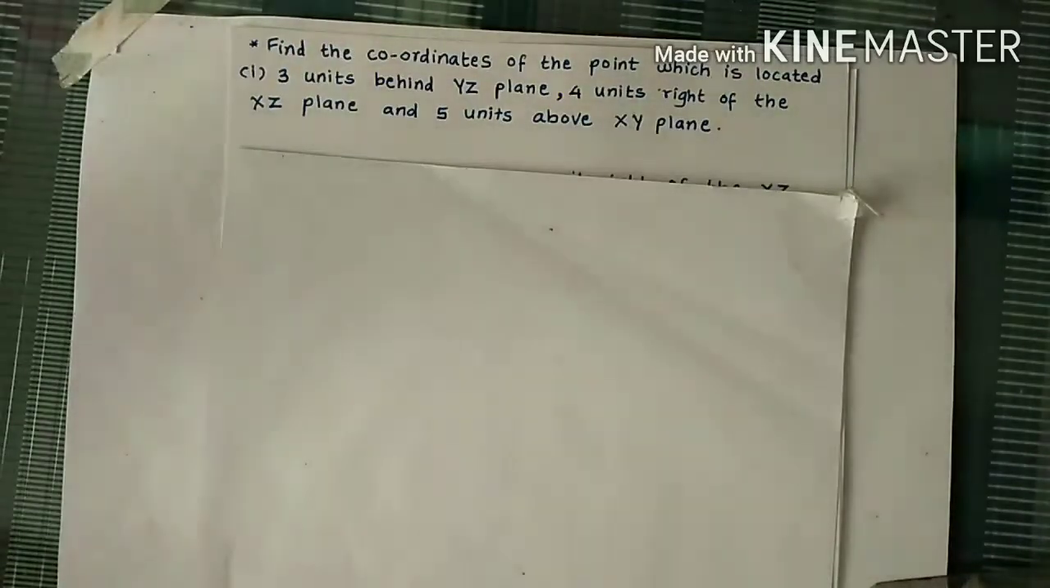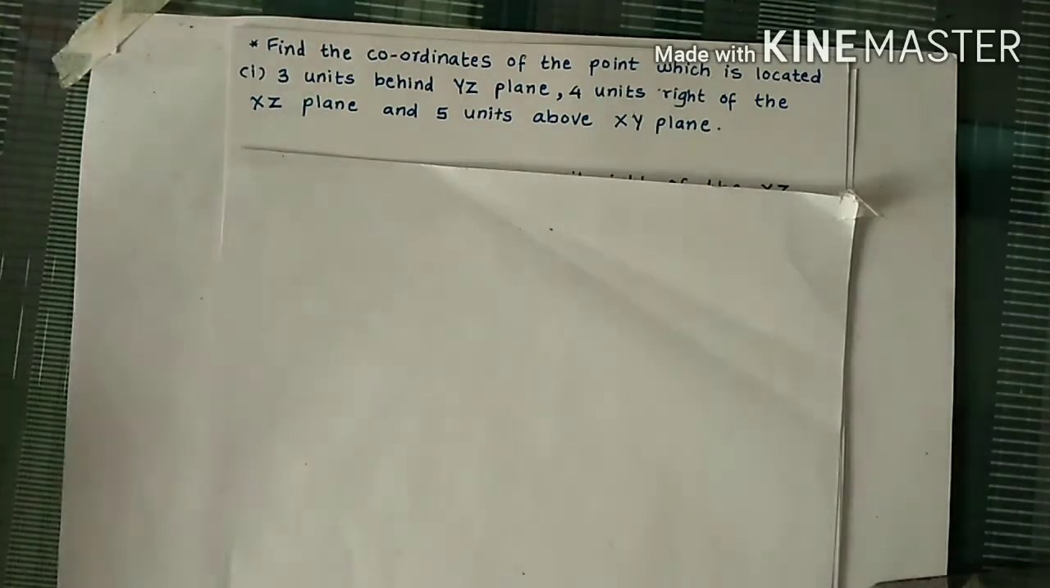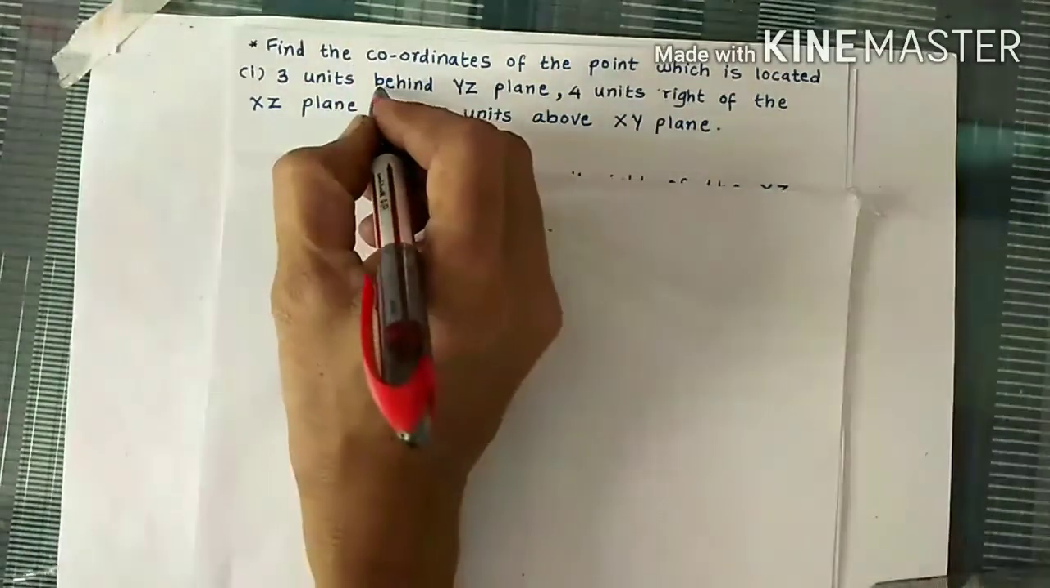The question is, find the coordinates of the point which is located at 3 units behind yz plane, 4 units right of the xz plane, and 5 units above the xy plane. Here what is given is 3 units behind yz plane. So distance of a point from yz plane is the remaining coordinate, that is modulus of x. So modulus of x is here 3, but it is given that the point is behind yz plane.